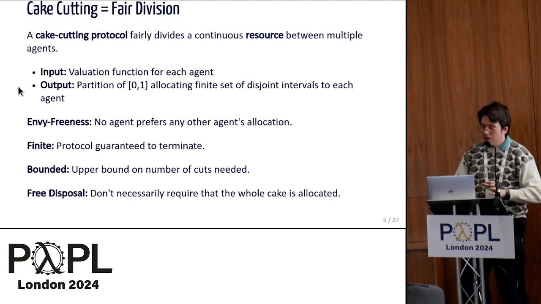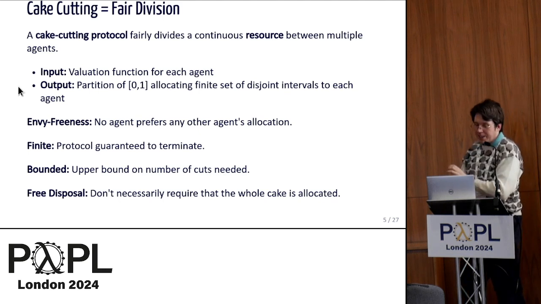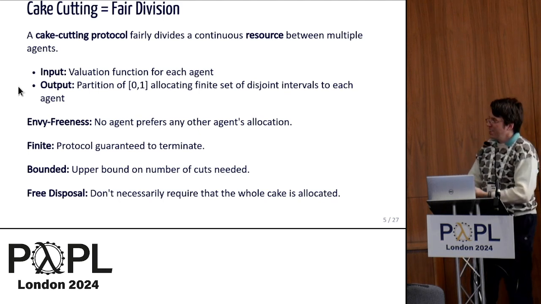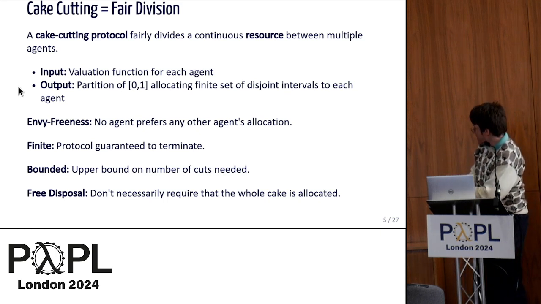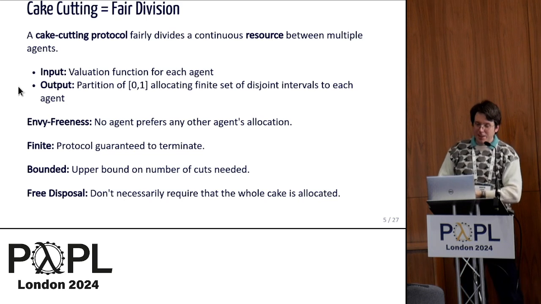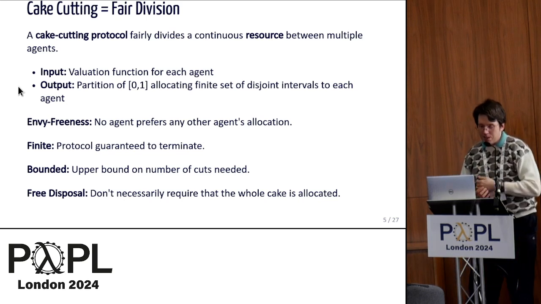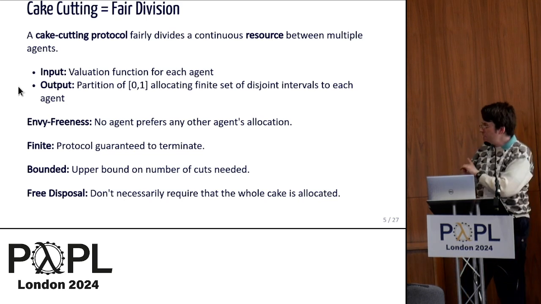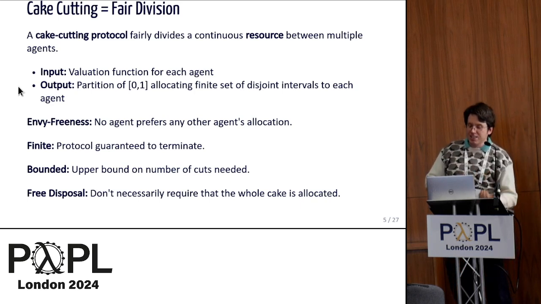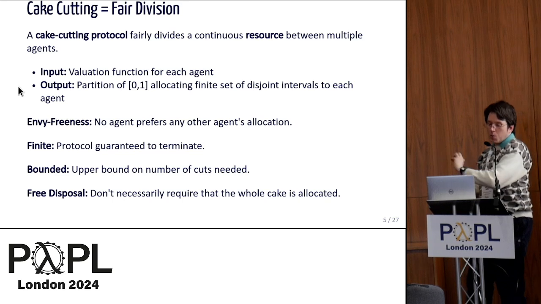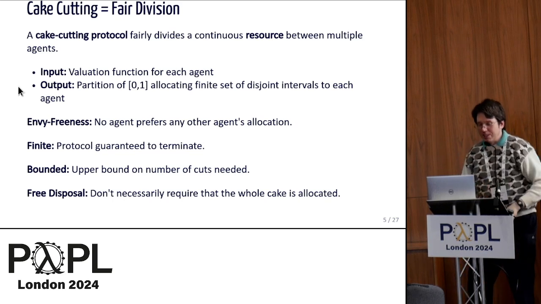So you can't give the same bit of cake to more than one agent, and you only get to make a finite number of cuts, so you can't have weird fractal slices. You only get a finite number of intervals to give to each one. We don't necessarily require that the whole cake ends up being allocated. So we might throw away a little bit if we can't agree what to do with it.